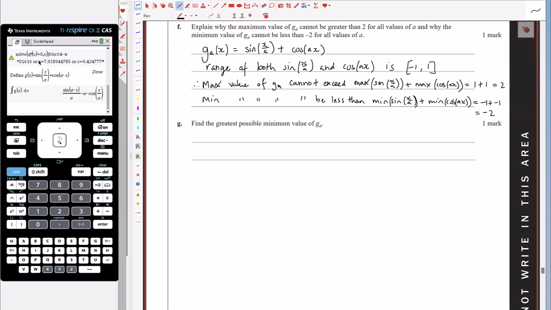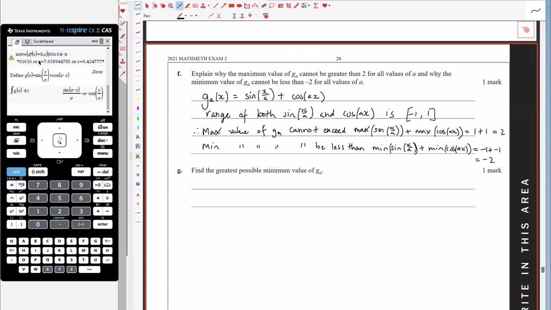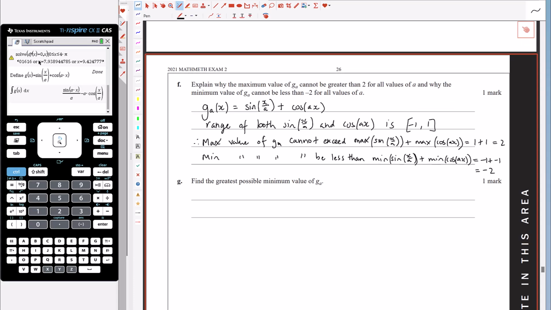Okay, final part of the question. Find the greatest possible minimum value of GA. Okay, this is a 1-mark question, so we just need to find this, and I'm not sure that there's a nicer way to do this other than to just explore what this graph looks like for different values of A. So I've got G to find. Let me go over to my graph.